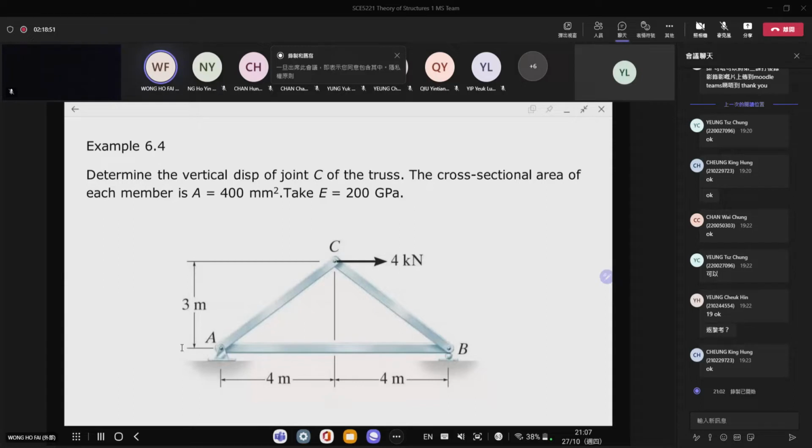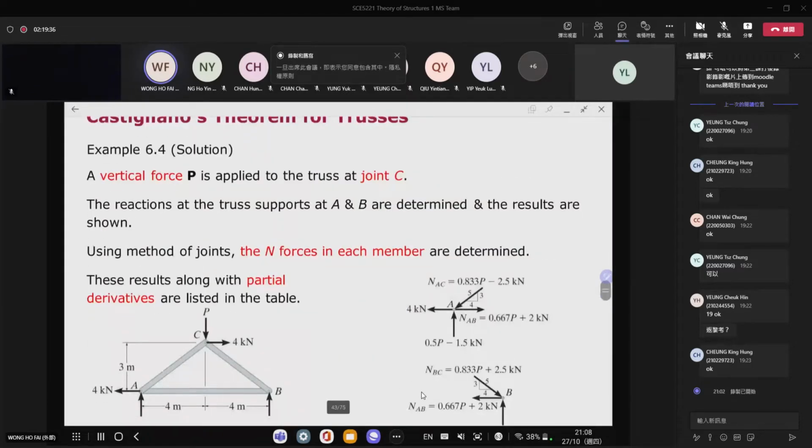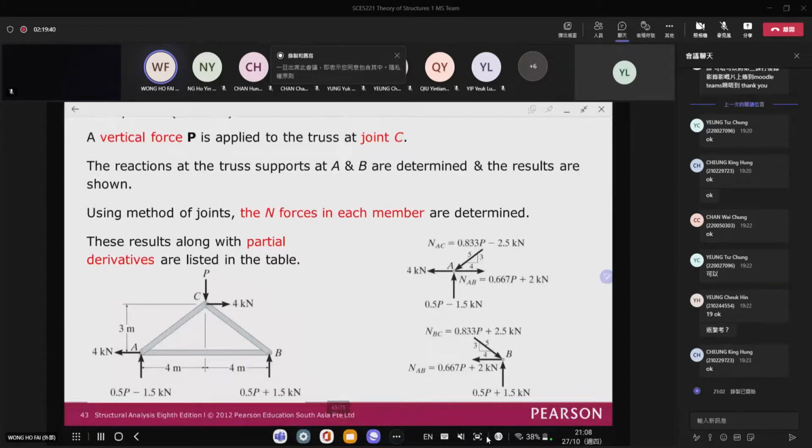Now, to use the Castigliano method, we also need to add a force. For the virtual work method, we add a force of 1 in the structure. But for this one, we will add a force which is an unknown. Usually, I will indicate it as P. If I want to find the deflection at joint C, I will add a force at C here, called P. And then by using the equilibrium equations, all the member forces will be in terms of P.